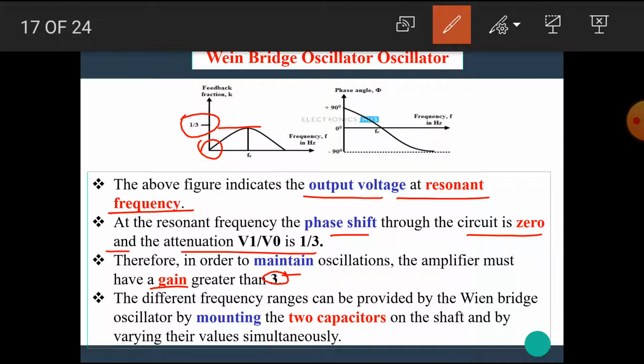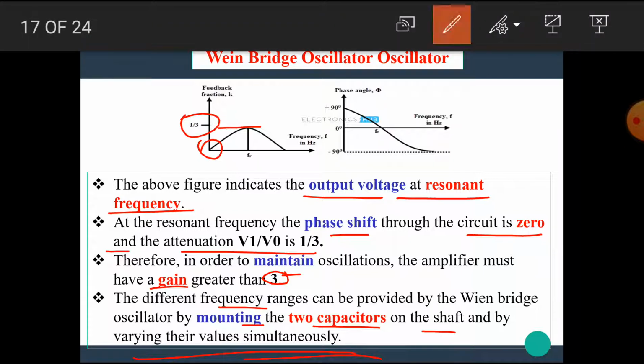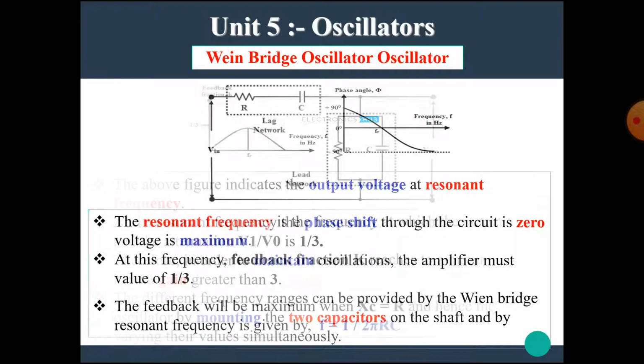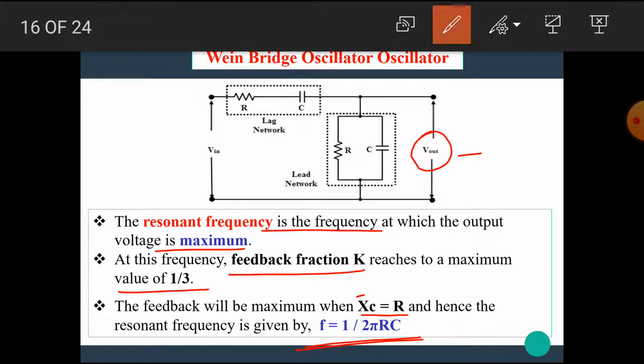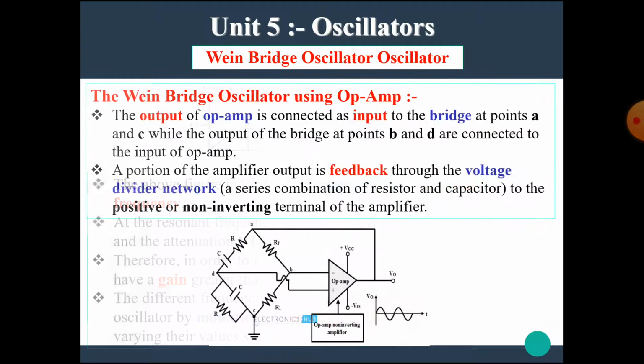Different frequency ranges can be provided by the Wien bridge oscillator by mounting two capacitors on the shaft and by varying their values simultaneously. Hence, to obtain the different frequencies, here the two capacitors are connected, and by varying their values we can obtain the different frequencies.